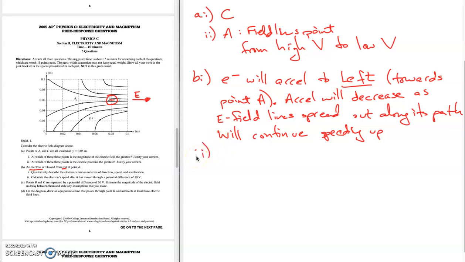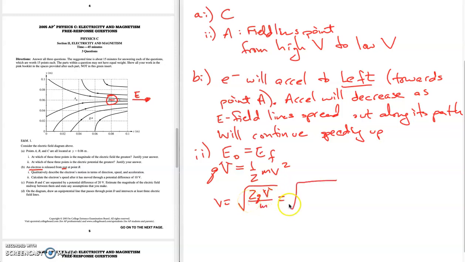Part 2. Calculate the electron's speed after it's moved through a potential difference of 10 volts. Okay, so that's just a conservation of energy. We're going to have potential energy initially, so that's QV, and that will get turned into kinetic energy. Keep in mind the V on the left is voltage and the V on the right is velocity. So the velocity after a while is going to be the square root of 2QV over m, and we need to make sure that we use quantities for the electron.